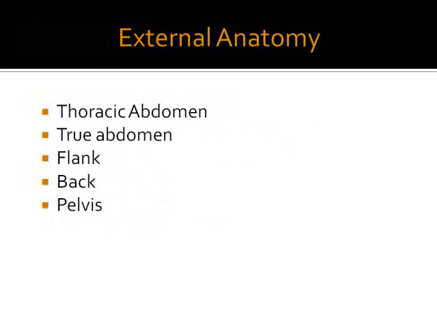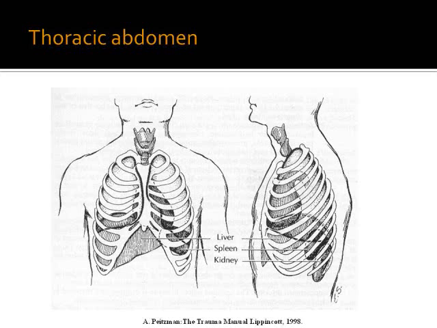The external anatomy of the abdomen: we have the thoracic abdomen, the true abdomen, the flanks, the back, and the pelvis. The thoracic abdomen is those abdominal organs that are usually within the thoracic cavity, that is below the diaphragm, like the liver, the spleen, and stomach as well. In maximum expiration, the diaphragm can reach the level of the fourth intercostal space. So they can be injured in thoracic injuries as well.